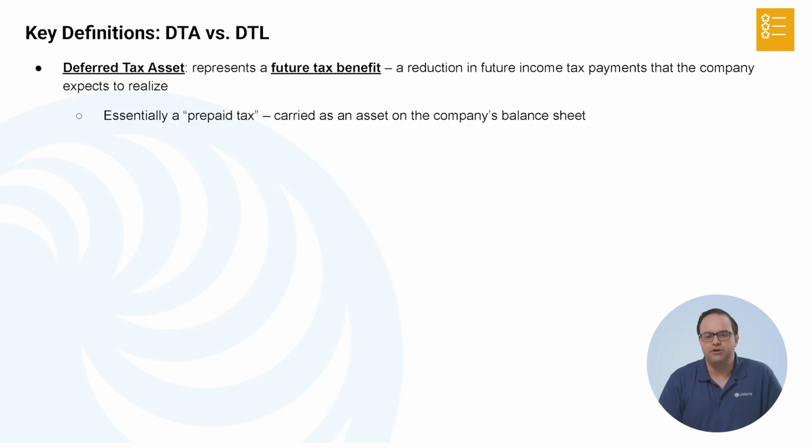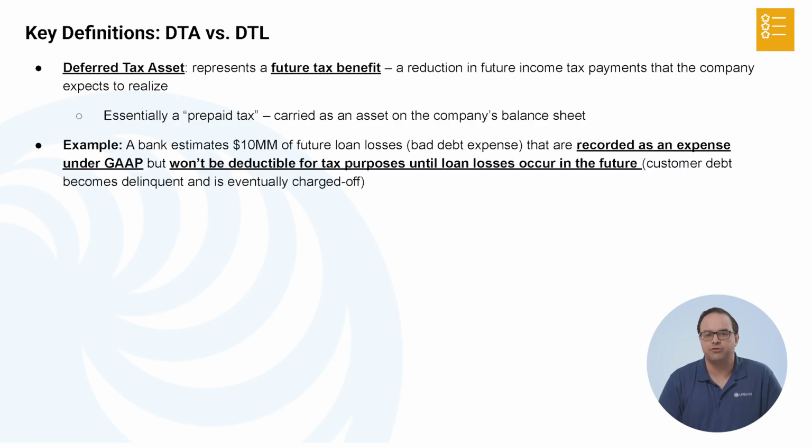So the example we use is a bank that estimates, for example, $10 million of future loan losses or bad debt expense that are recorded as an expense under GAAP. Banks and other lenders are required under US GAAP to record a provision or allowance for loan losses based on the expected losses on the loans they've originated before those losses actually occur.